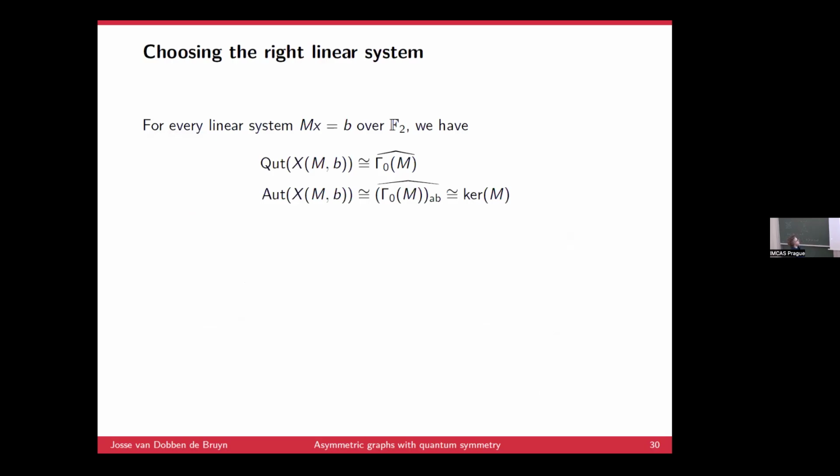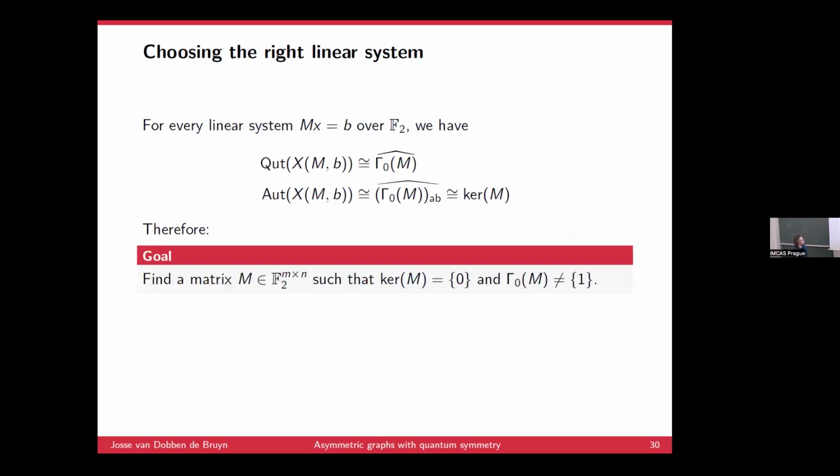Okay, now we are left with the following task. For every linear system Mx = b, we have a graph X(M,b), where the quantum automorphism group is isomorphic to the dual of the homogeneous solution group, and the automorphism group is isomorphic to the kernel of M. So to get asymmetric graphs with quantum symmetry, what we want to do is find a matrix M with trivial kernel and non-trivial homogeneous solution group. Okay, how do we do that?